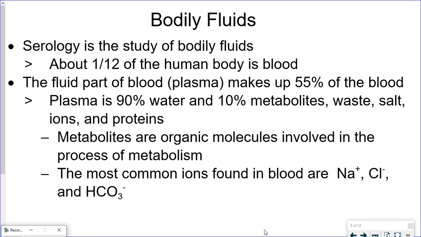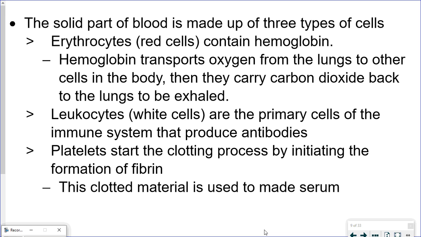Metabolites are organic molecules involved in the process of metabolism. A lot of times these are things that are being filtered throughout your body and broken down, like ketones, proteins, things like that. With the salt ions, the most common ions you're going to find are sodium, chloride, calcium, or hydrogen carbonate. The more solid part of your blood, so that other 45%, is made up of three types of cells. We have our erythrocytes, which are red cells. This is where you're going to find that hemoglobin.